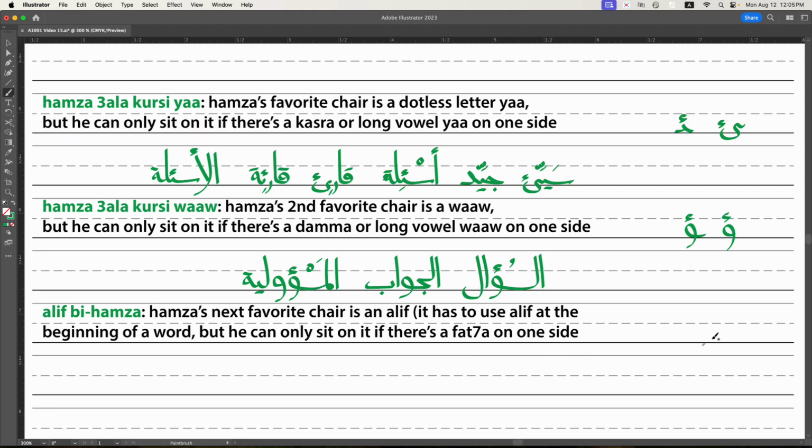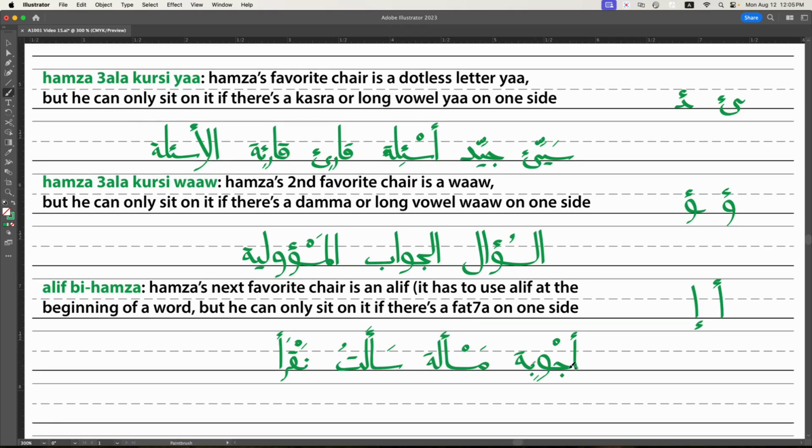If Hamza cannot sit on the ya, the dotless ya, or the waw, he wants to sit on top of the alif, or sometimes at the beginning of the word underneath the alif if the word begins with the kasra sound. So that's his third favorite chair, and you can see why. It's very skinny and pointy and uncomfortable, so why would he want to sit on that? So the plural of jawab for answer is ajwiba.